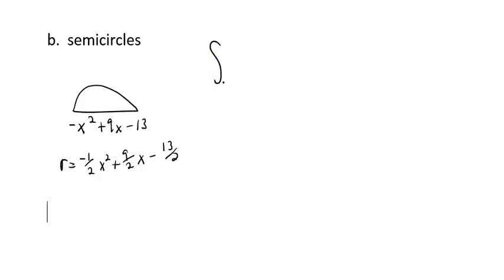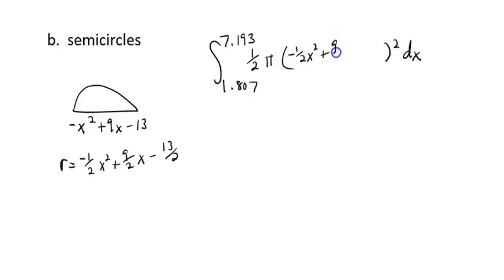So our integral from 1.807 to 7.193, and the semicircle is half of a circle, so 1/2 pi r squared dx, and our r is the half of what we normally use as the bottom. So negative 1/2 x squared plus 9/2 x minus 13/2. And again, this is definitely something that you would use math number 9 on your calculator, plug it in by hand, but you got to be real careful because there's lots of fractions and things going on in here, and you want to make sure to have it exactly the way you see it.